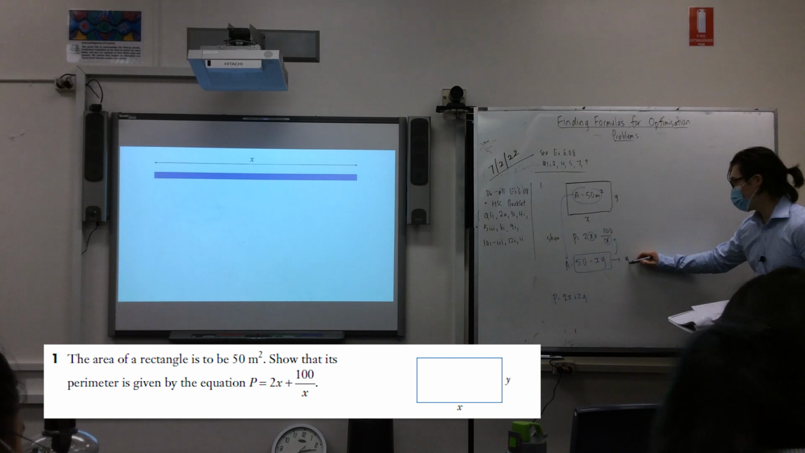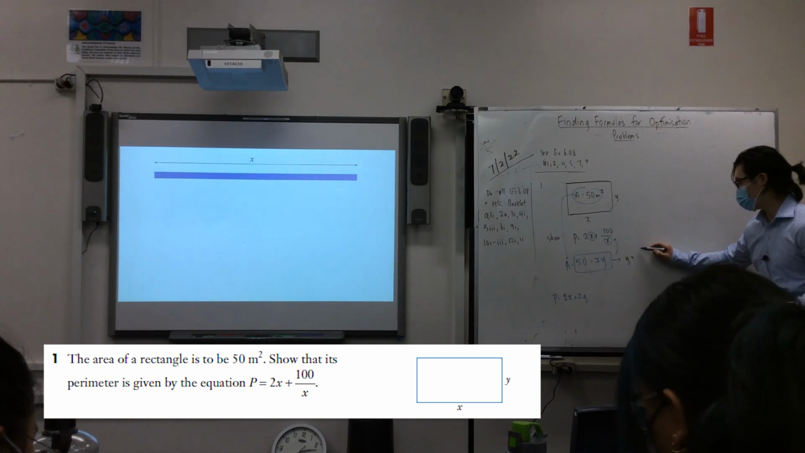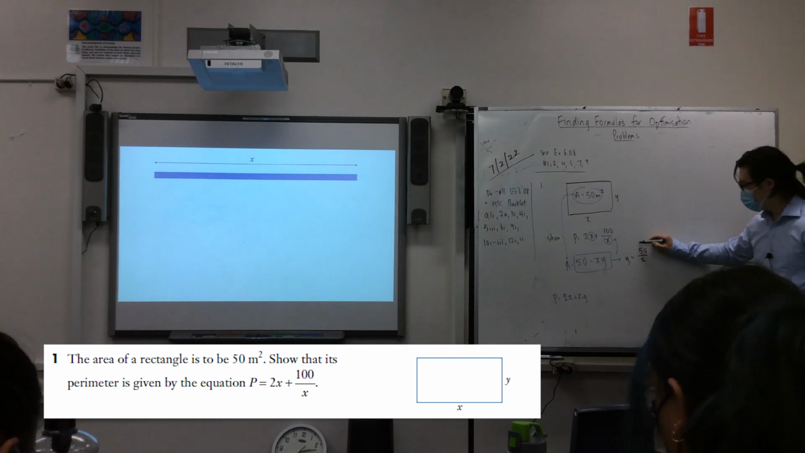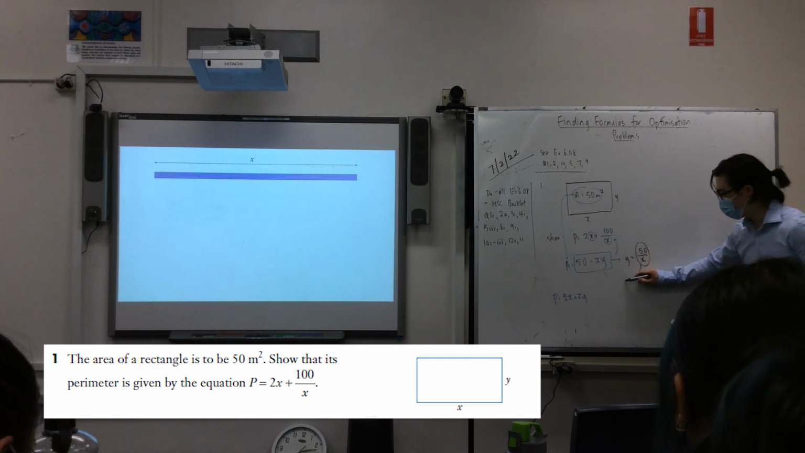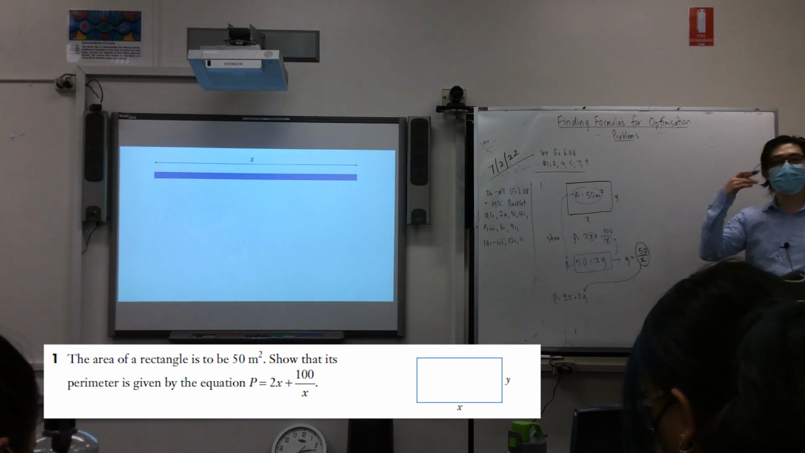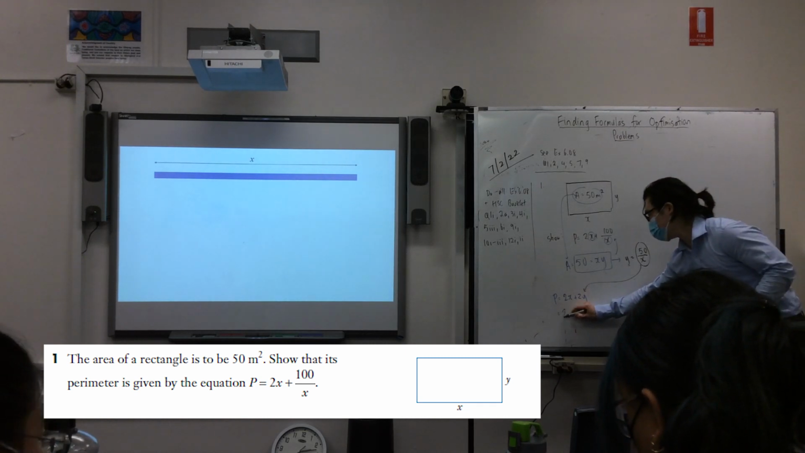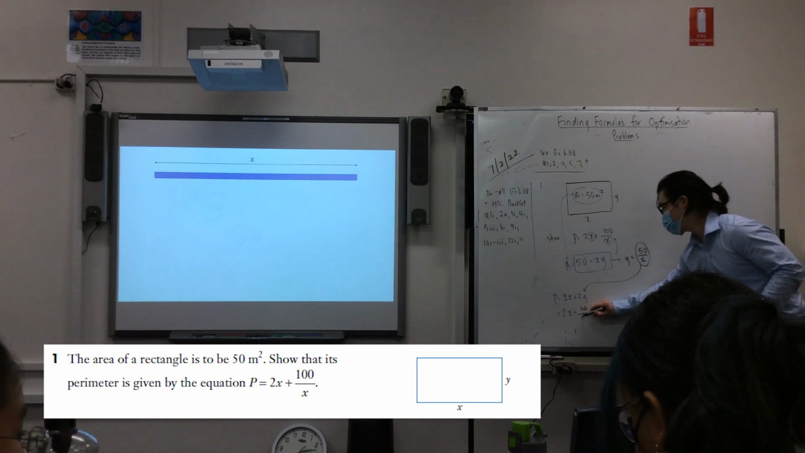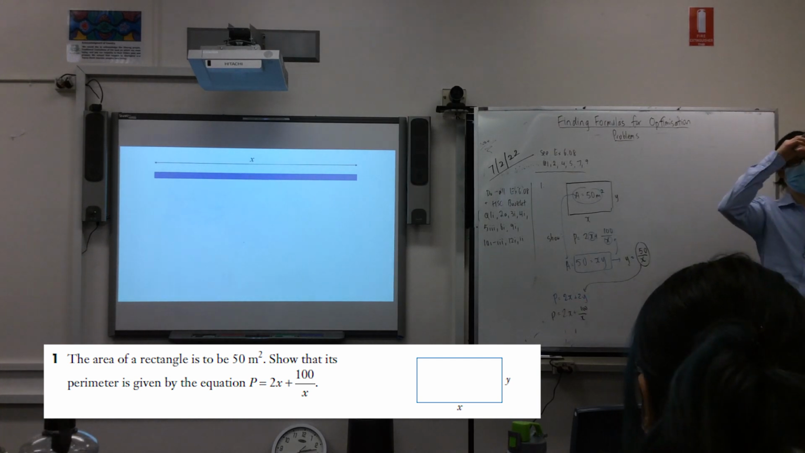That's right. So then y is equal to 50 over x. Substitute that because that's the y. Sub it in here. And can you see the answer for me? 2 times that is that. So there you go. We've done the first question.